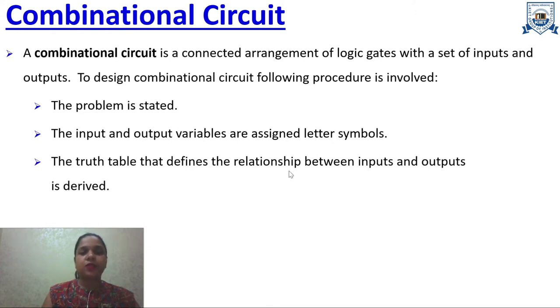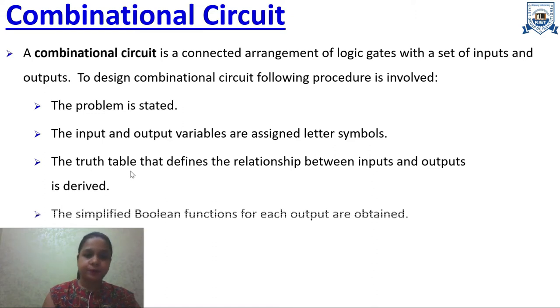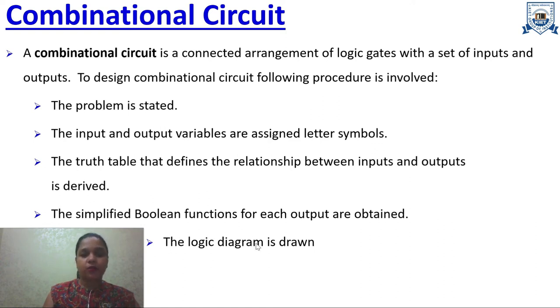Next, a truth table is defined for these inputs and outputs. A relationship is defined for these inputs and outputs and that table will be known as the truth table. Now with the help of this truth table, Boolean functions are obtained for each output. If there are two outputs, then Boolean functions are obtained for both with the help of this truth table. After knowing the Boolean function for each output, the logic diagram is drawn. So this is the procedure to be followed for any combinational circuit.